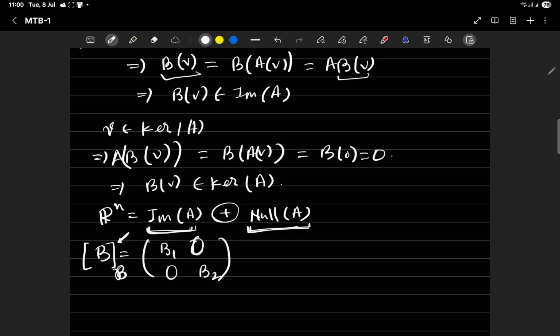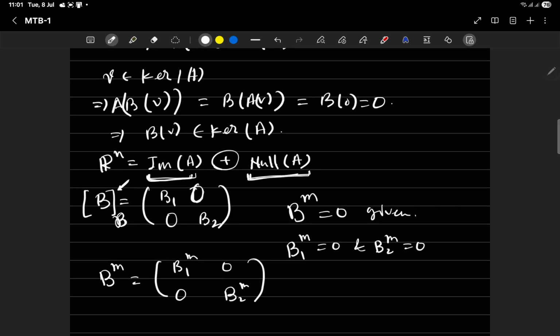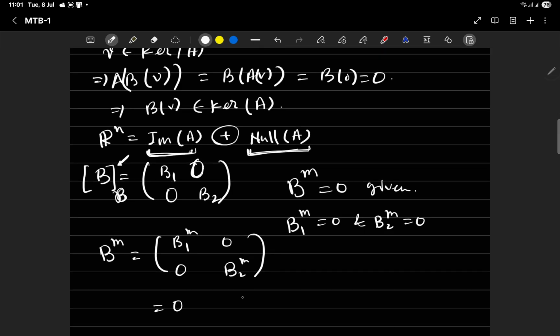And now, as B to the power m is 0, given, as you remember, similarly B1 to the power m is 0 and B2 to the power m is 0. In that form, if you multiply B to the power m, that would be B1 to the power m, 0, 0, B2 to the power m in the diagonal form. But now it is 0, which implies both of these.